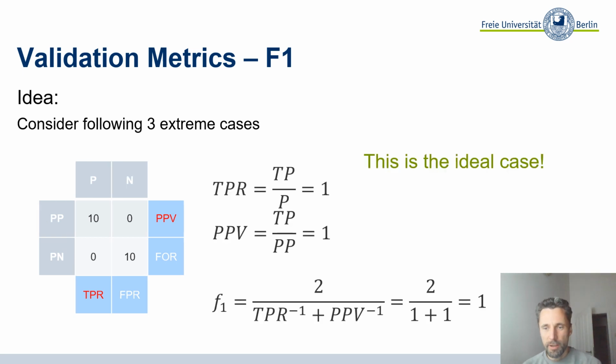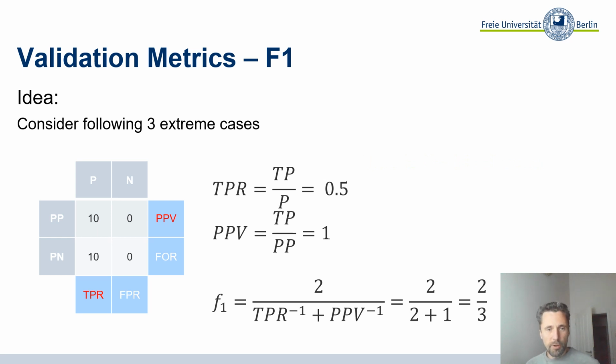So for the first case, we have a true positive rate of 1 and a precision of 1 as well. All of the positive predictions were actually from P, and all samples from P were predicted positive. So that's a perfect case, a harmonic mean of 1.